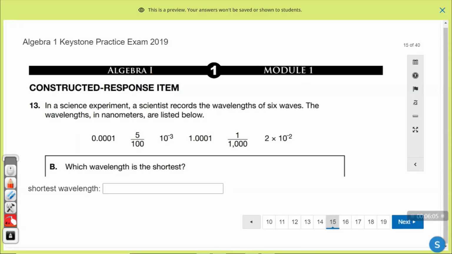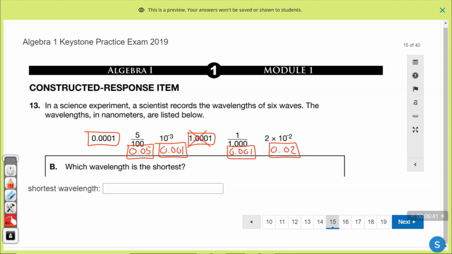In a science experiment, it gives all the same things. I'm not going to read through that again, but this time part B says, which wavelength is the shortest? Well, again, I want that decimal form. Let me just put these back up here for you so that we can compare them. All right, I'm going to put all the decimal values back up there. Oops, sorry for that last one. Going a little fast. All right, now we're looking at all our decimal values.